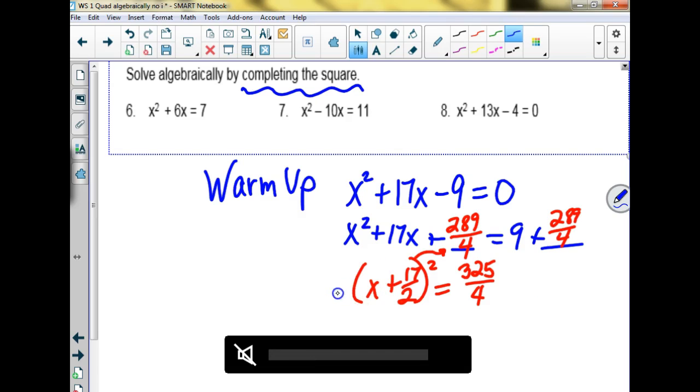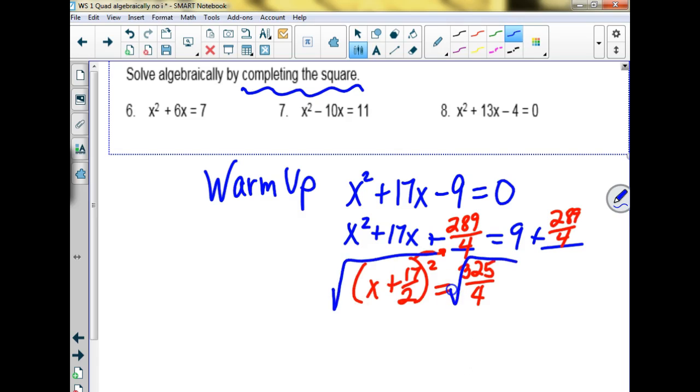Square root both sides. And anytime we square root something with an x, we're going to remember to put a plus or minus over here. The square root of 325 isn't going to be exact, but is there something that divides in there? 5's not a perfect square, though. 25 goes in there how many times? 13. So we would have 5 square roots of 13. Everybody okay with that? Simplifying radical?